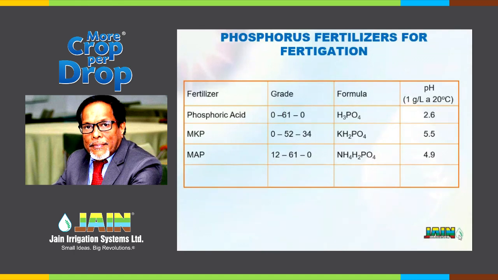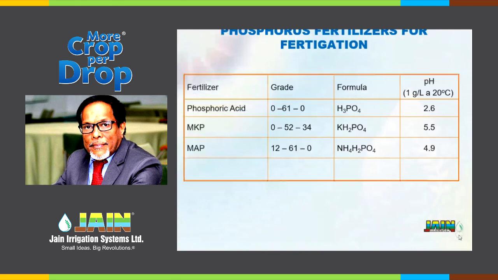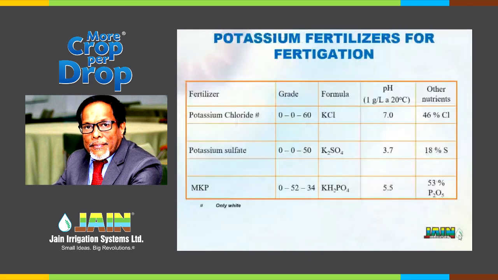It also cleans the drip system when applied, instead of acid injection for declogging. If you are using phosphoric acid for fertigation, that process becomes 2-in-1. The other MKP and MAP, as I was saying, then you have potash fertilizers, potassium chloride, 46%, and it has a pH of 7. The best are potassium nitrate and potassium sulfate, which have a lower pH, 3.7, and MKP, which is 5.5.